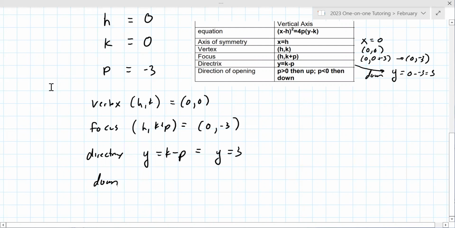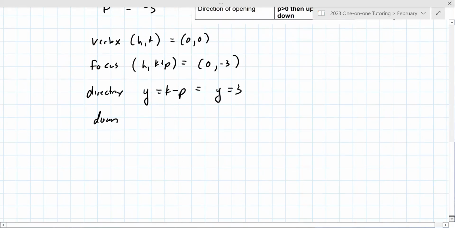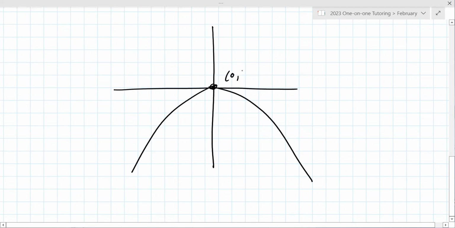Now, what did you guys do to graph this in class? Did you make a really solid sketch? Did you use Desmos, or freehand? What did you guys do? We did, I guess, freehand. Okay. So that's important. This is a parabola that opens down. The vertex is at 0, 0. This is freehand. And then 0, -3 is the focus.